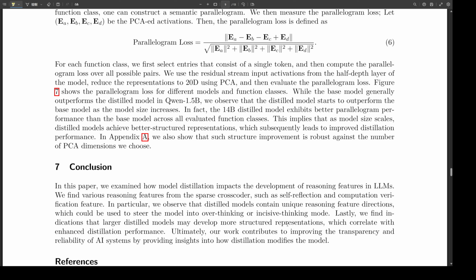This is all so fascinating. It sounds like this research is opening up a whole new chapter in our understanding of AI. We've seen that distilled models can develop unique reasoning features. They can be steered to think in specific ways, and they might even have better organized brains than their larger counterparts. So what's not to be excited about?